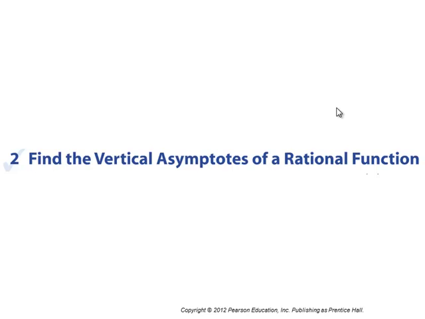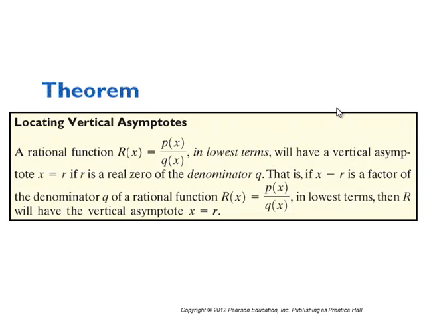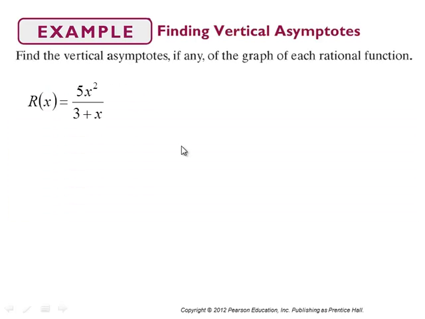So let's talk about finding those vertical asymptotes. Actually, it turns out to be pretty simple, really. What you need to do first is take your rational function and factor out and cancel any common factors between the numerator and denominator. And then take a look at where the denominator is equal to 0.